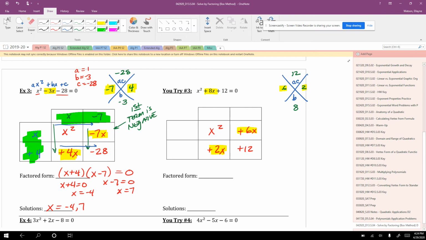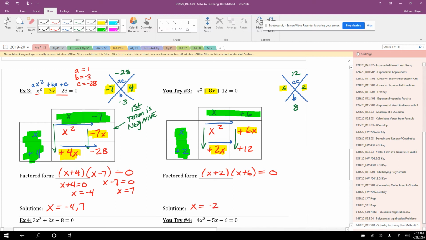Okay, GCF of each row. This is going to be x. This is going to be positive 2. GCF of each column. This is x. This is positive 6. Here's our answer. So the factored form is x plus 2 times x plus 6 equals 0. Solutions, when you use the zero product property, set each of these equal to 0. You should get x is equal to negative 2 and negative 6.